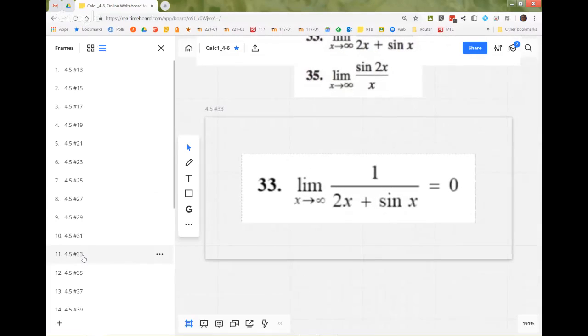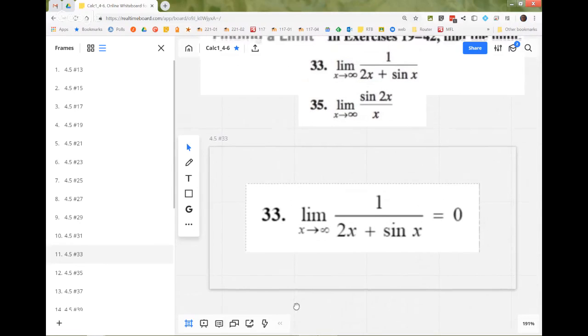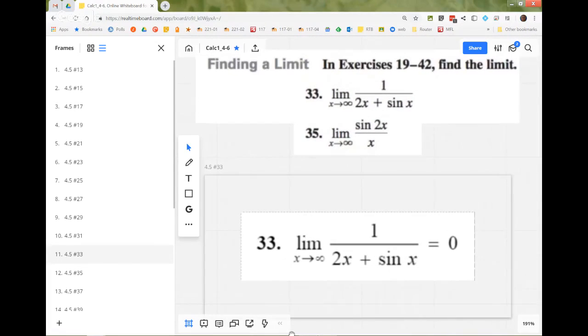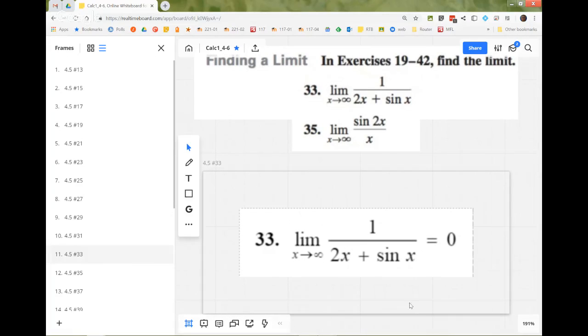33. Okay, so here's 33. Find the limit. So, what's the degree on the top? It's an equivalent of x to the 0. What's the degree on the bottom? 1. And the denominator wins, therefore the limit's 0.